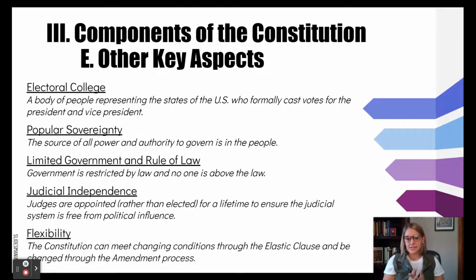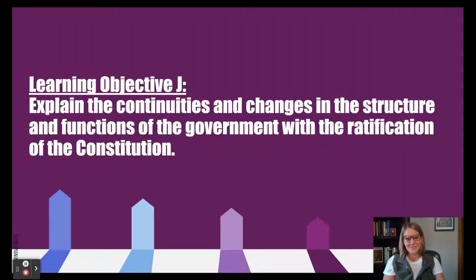The last part is the flexibility. And there are many other aspects to the Constitution, but these are the last ones that we are going to be discussing. So flexibility is that the Constitution can meet all the changing conditions through the elastic clause. The government has the power to make all laws necessary and proper for carrying out the Constitution. And then the Constitution can also be changed through the amendment process. So we have seen this happen through 27 amendments in our nation's history, showing that it does have the ability to change based on the needs of the country.